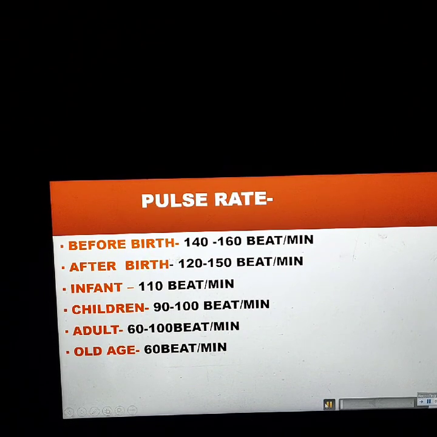Now we will discuss pulse rate. Before birth, 140 to 160 beats per minute. After birth, 120 to 150 beats per minute. Infants, 110 beats per minute. Children, 90 to 100 beats per minute. In adults, 60 to 100 beats per minute. Old age, 60 beats per minute.